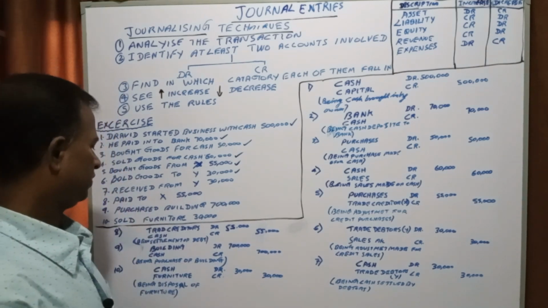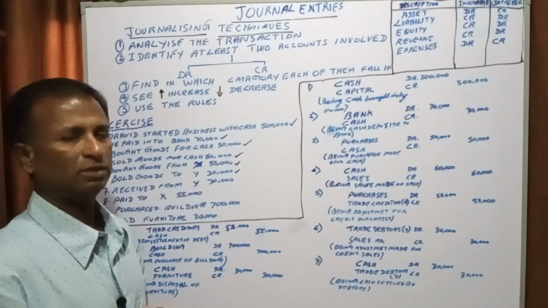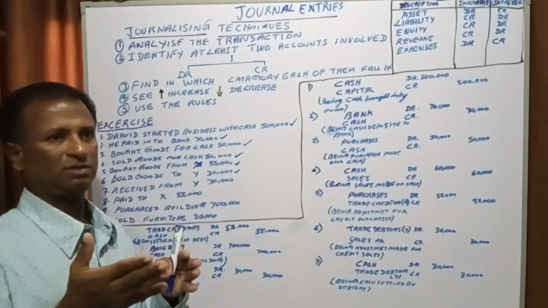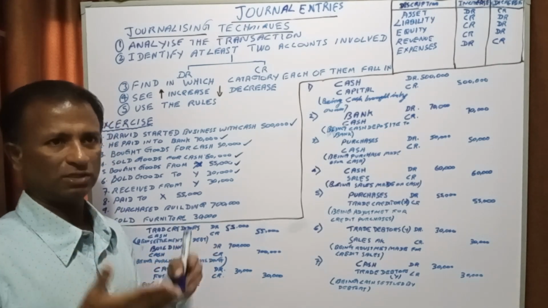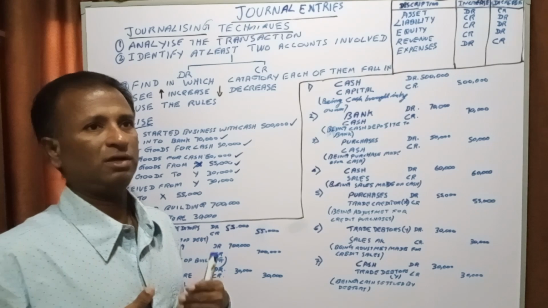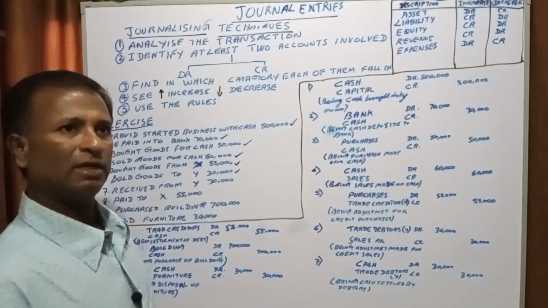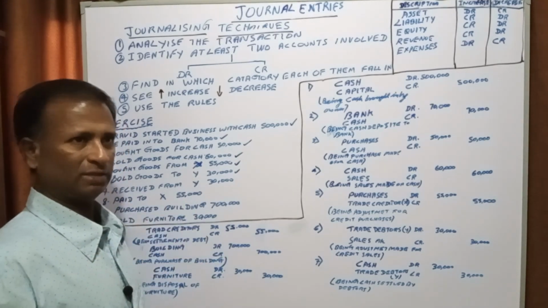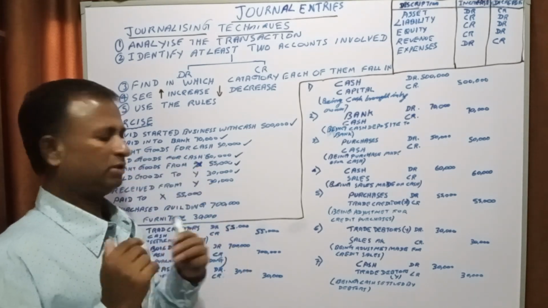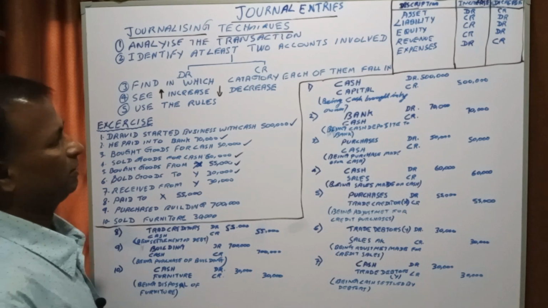This is a disposal of furniture, because when we are selling our furniture, it's an extraordinary activity. Cash account debit, furniture account credit. Cash account debited, furniture account credited because cash is coming in, furniture is going out. Cash is increasing, assets are increasing. Furniture is going out, in the sense furniture account is decreasing and assets also decreasing. So furniture account is credited and cash account debited.